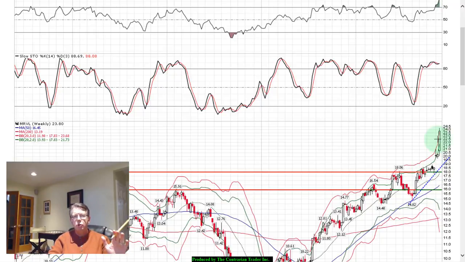I'll save you the technical jargon about this, and I'll put it simple. It's not supposed to be here. So if we're not supposed to be here, we can't really buy the shares. Can they move higher? Absolutely. I've seen stocks trade above their third standard deviation Bollinger Band, especially if they're heavily shorted, multiple weeks.